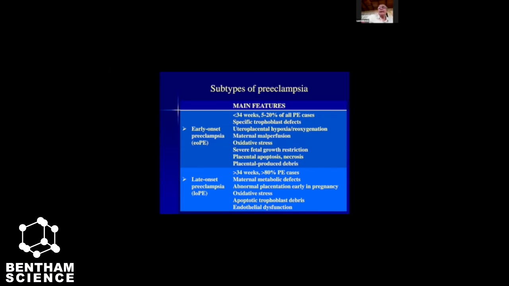And in the case of late onset preeclampsia, the symptoms, signs, and delivery occur after the 34th week of pregnancy and is present in around 80% of preeclampsia cases. It comes with maternal metabolic defects, abnormal placentation early in pregnancy, oxidative stress, apoptotic trophoblast debris, and endothelial dysfunction.